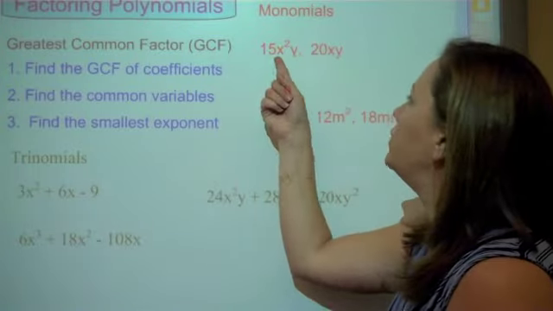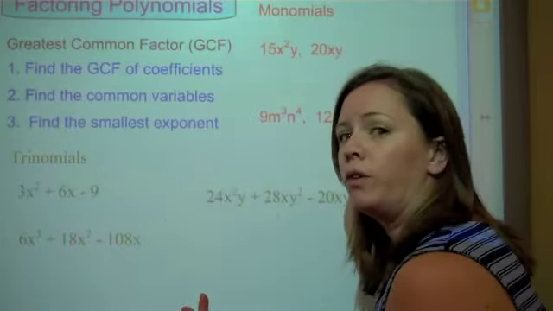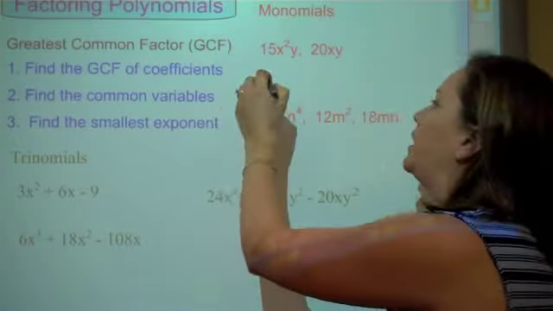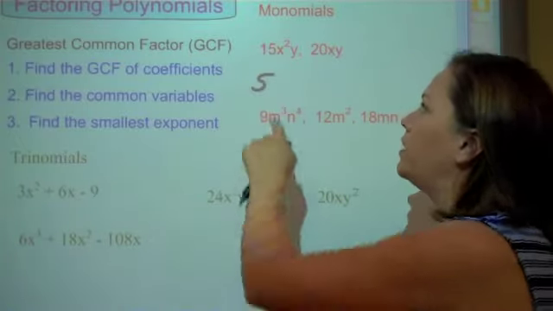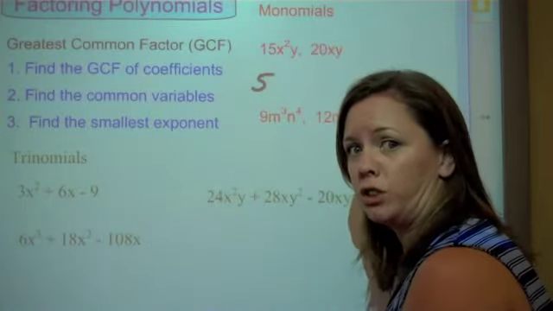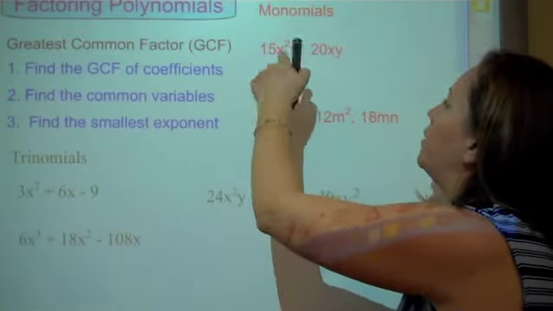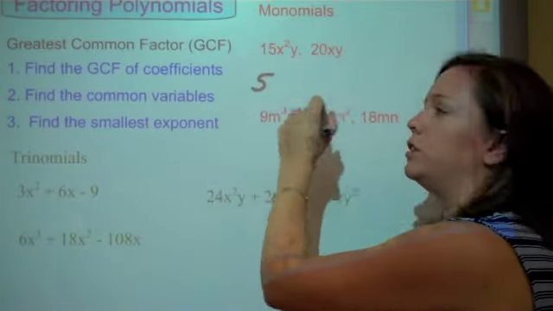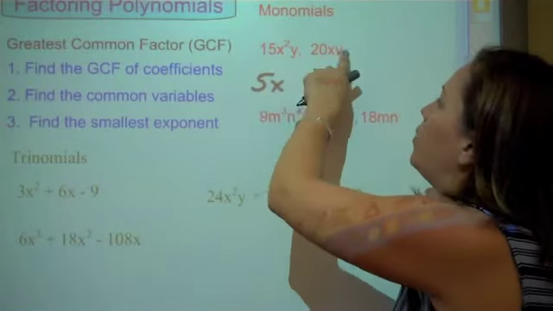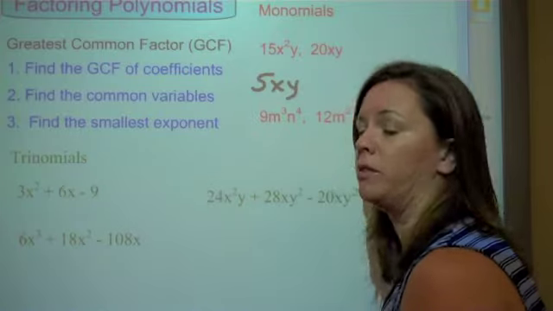So let's look at some monomials as examples. Let's say I have the terms 15x squared y and 20xy. First I'm going to look at the coefficients, 15 and 20, and the greatest common factor of 15 and 20 is 5. Then I look at the variables. Both terms have an x variable, but the smallest exponent is not x squared, but x to the first. So x is going to be one of my greatest common factors. Both terms have a y, so 5xy will be my greatest common factor.